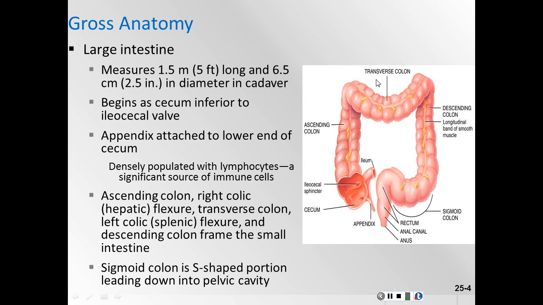So the liver will sit right in here. Then we have our transverse colon, and it passes horizontally across the upper abdominal cavity, and it makes a 90-degree turn downward at the left colic, or the left splenic flexure, near the spleen. Alright, so this is our right colic, or right hepatic, and this is our left colic, or left splenic. And these are called flexures.